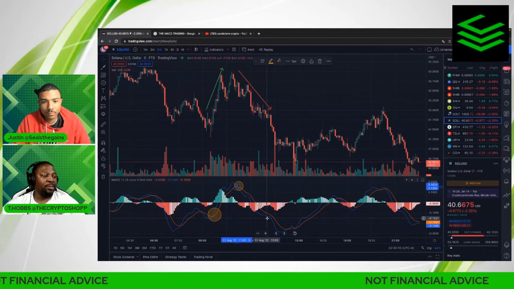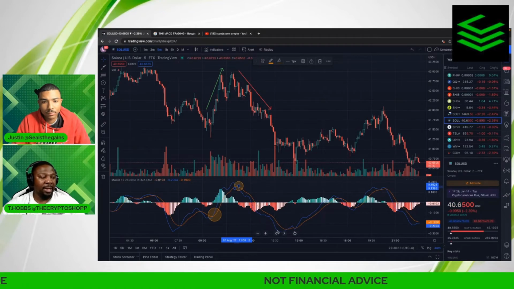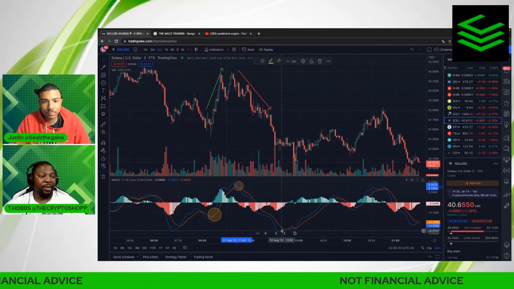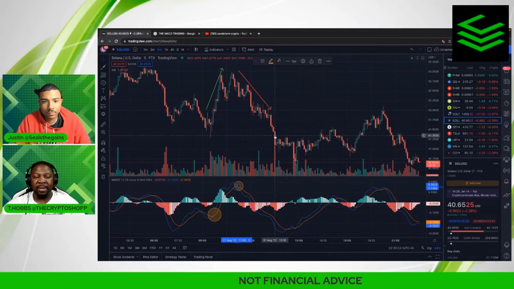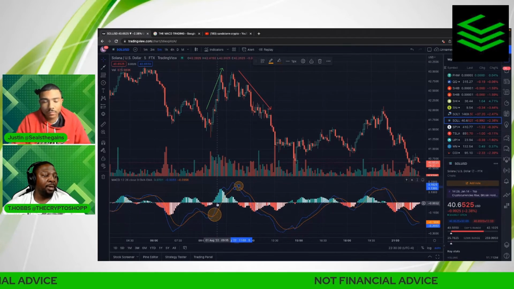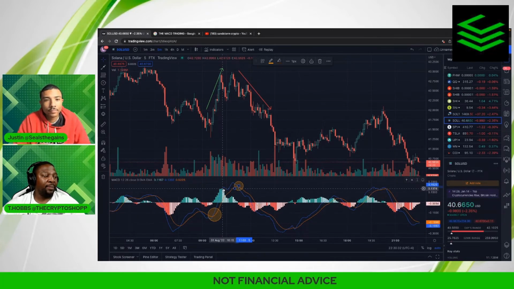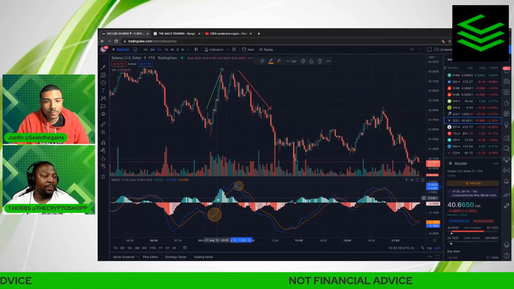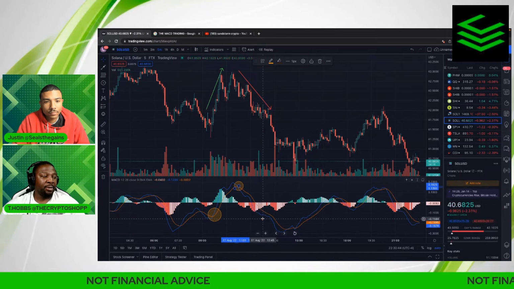Now, as long as this blue line, the 12 EMA, is below this red line, the 26 EMA, then the theory is, using the MACD, you can say that the stock will remain bearish. This is a bearish signal. Same thing applies here. As long as the blue line is above the red line, you can call this a bullish signal.